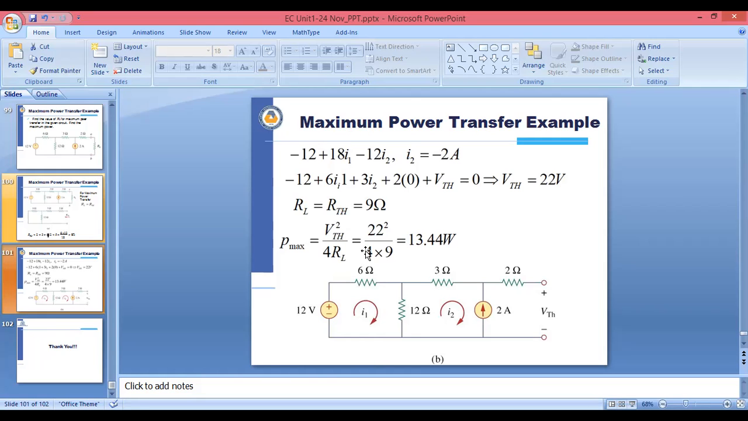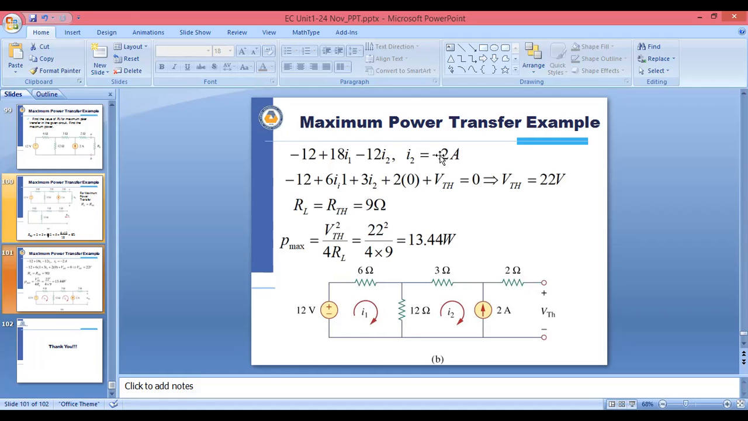If you write this, you will get the same equation equal to 0, because when you apply KVL to any loop, the algebraic summation of potential difference for each and every element across a closed loop will be equal to 0. So if you solve that equation, you will get the value of I2 current, that will be minus 2 ampere.